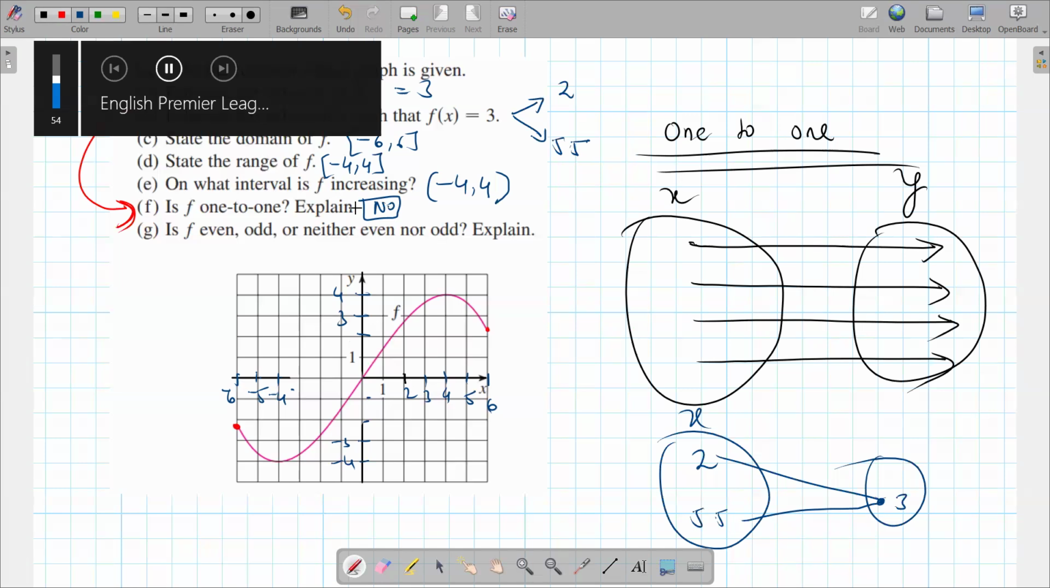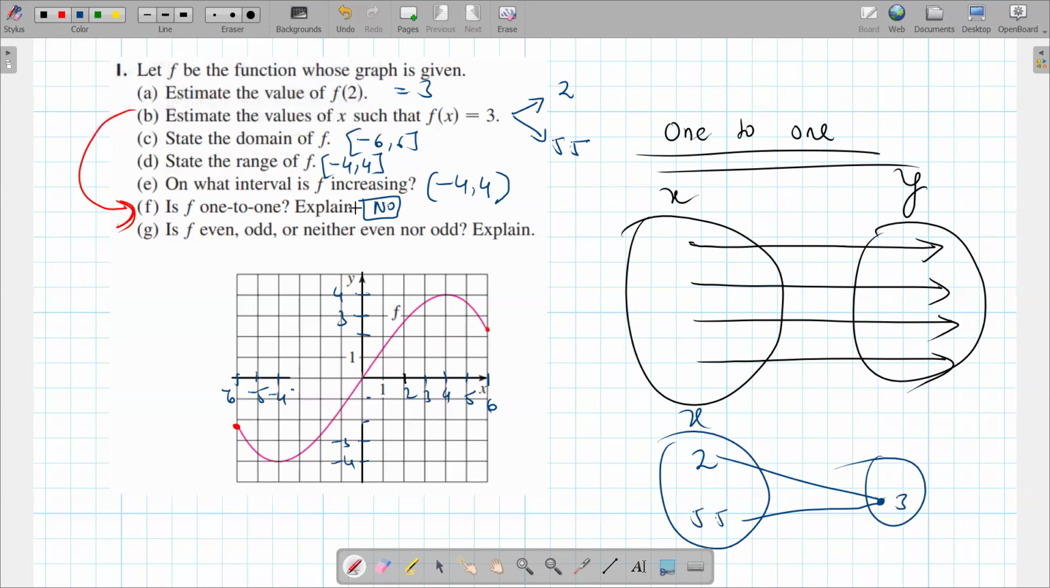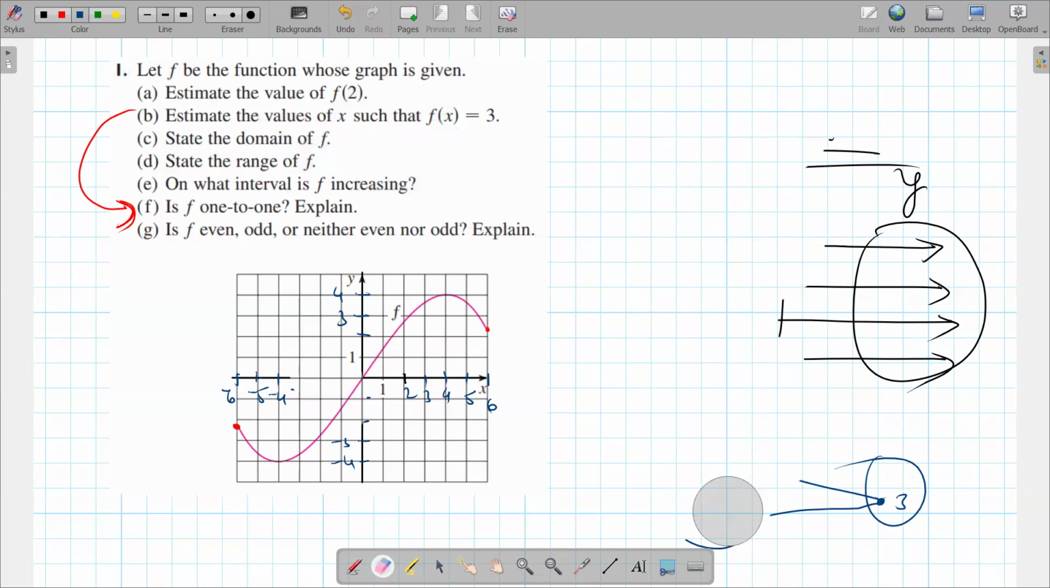Part G, is the function odd, even, or neither? Now remember, odd functions are reflected about the origin.